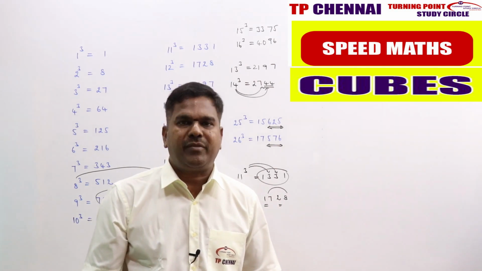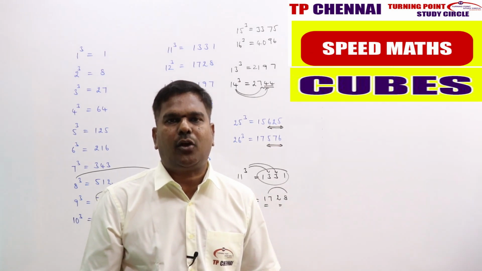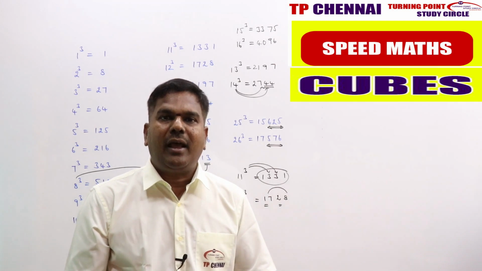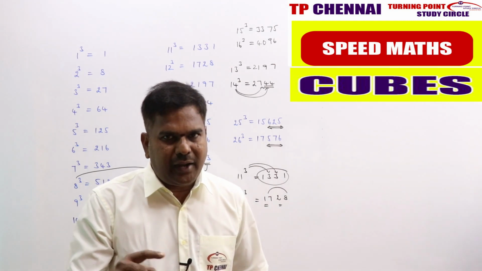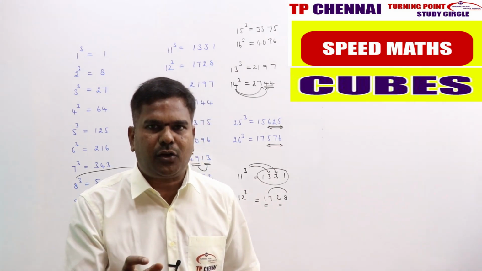What is 17 cube? 7 cube. Remember 7 square is 49 and 4 plus 9 how much? 13. 4913. So 17 cube is 4913. 18 cube, 5 for 8. 8 will be there. 8 fours are 32. 5832. So right, 5832 for 18 cube.